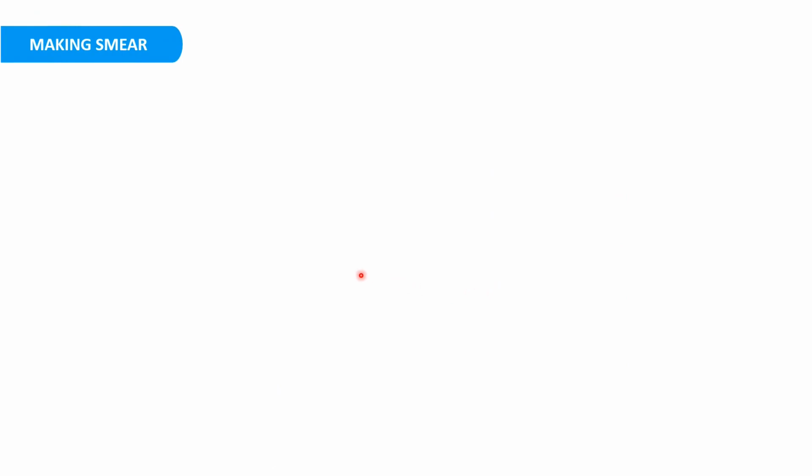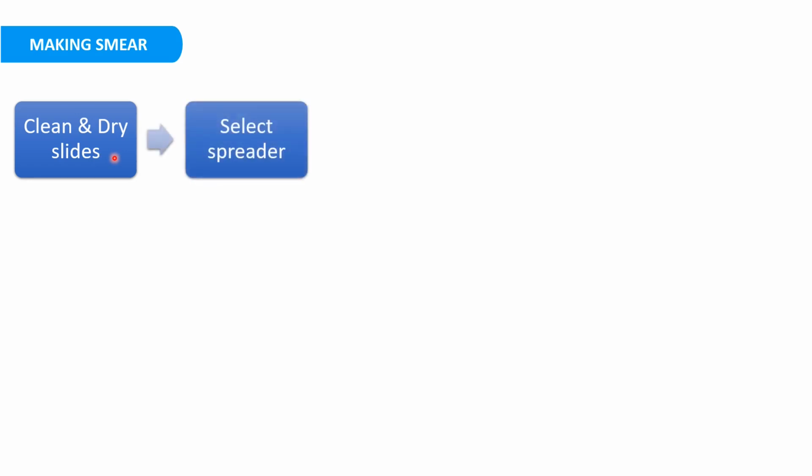So what is the procedure of making the smear? First we have to clean and dry the slides. So you have to take 4 to 5 slides and then clean them with soap and water and then dry them. After drying and cleaning and rubbing with the cotton cloth, then we have to select the spreader slide. The spreader slide edge should be thin and smooth.